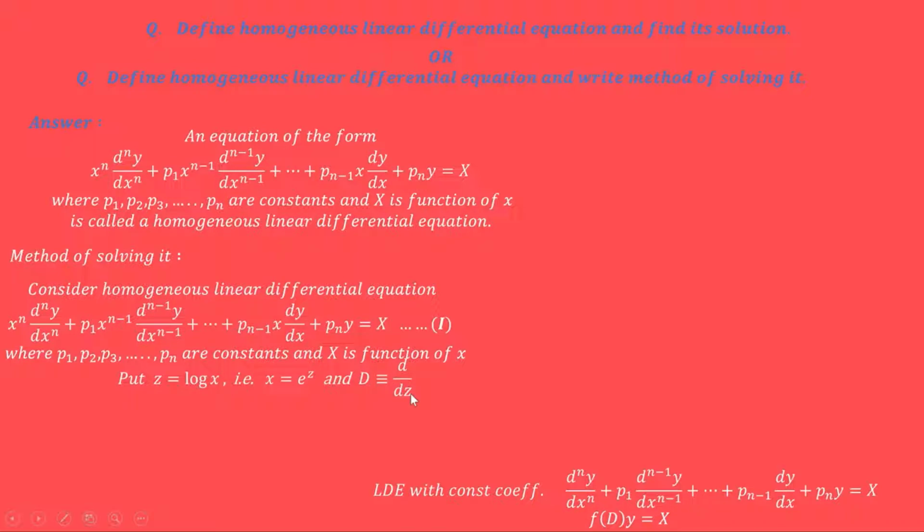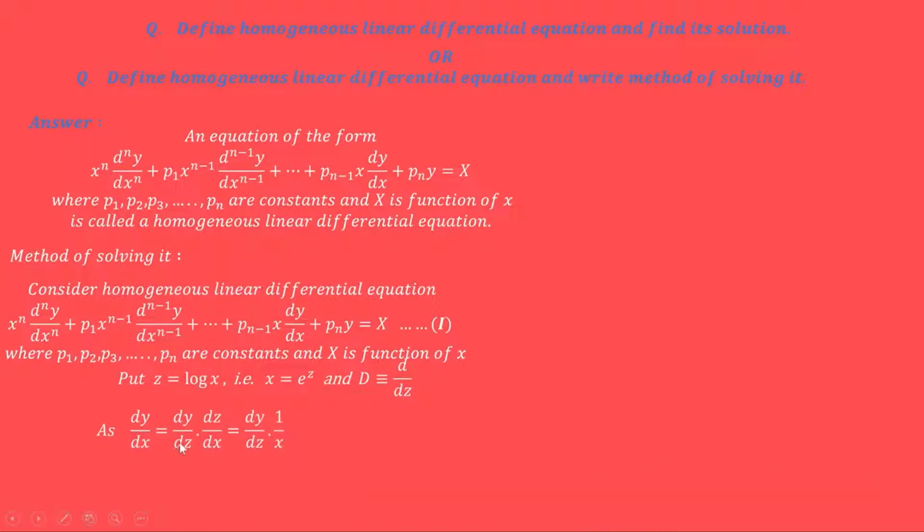as d by dz. And therefore, dy by dx is equal to dy by dz into dz by dx. Here we use the chain rule. In the denominator, we take an extra dz, so in the numerator, we adjust it with dz. And here dz by dx, as z is log x, we take the derivative with respect to x on both sides. So the value of dz by dx is 1 upon x.